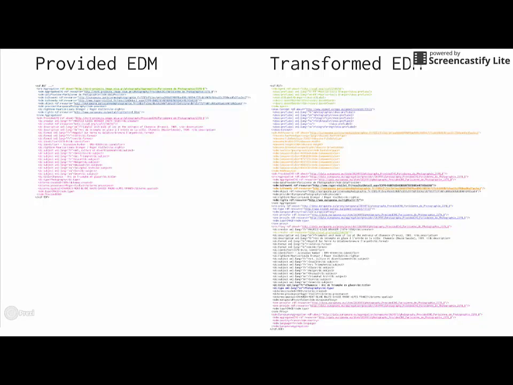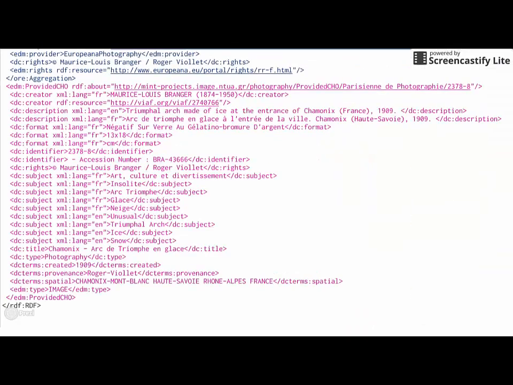But why is it important, necessary, and good to make all these additions? First, let's have a look if we understand what is in the original record in EDM. Maybe the most important class is EDM provided CHO, which has all the information about the provided cultural heritage object.